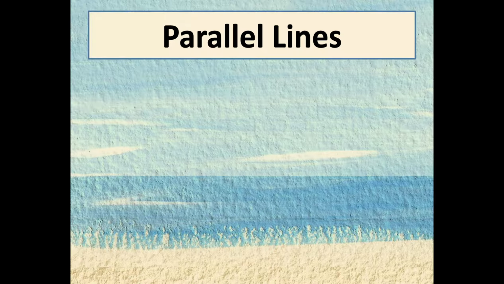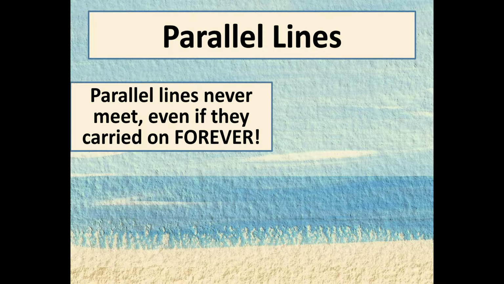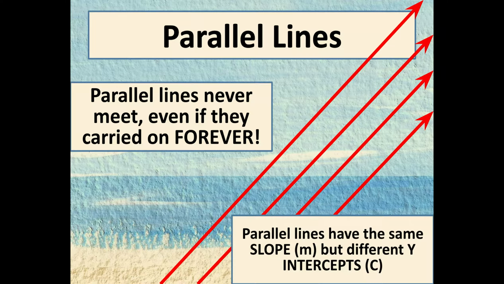Now, when we're dealing with parallel lines, again, we're going to focus on the slopes of these lines. With parallel lines, we know that they are never going to intersect each other. They'll never meet. So this would be good to include on the inside of your foldable. We also know that parallel lines will have the same slope, but different y-intercepts. Same slope, different y-intercepts. That forces them to be parallel.